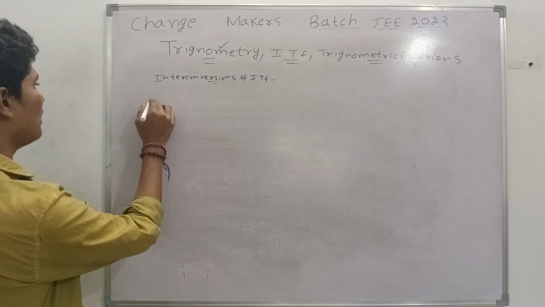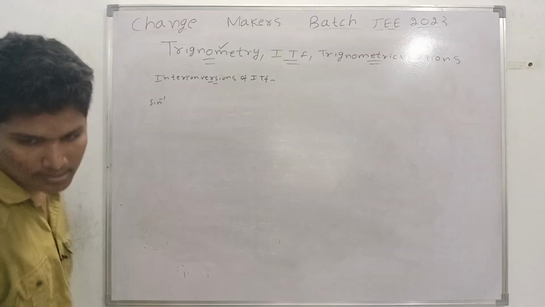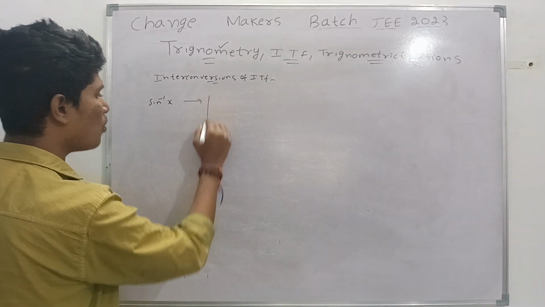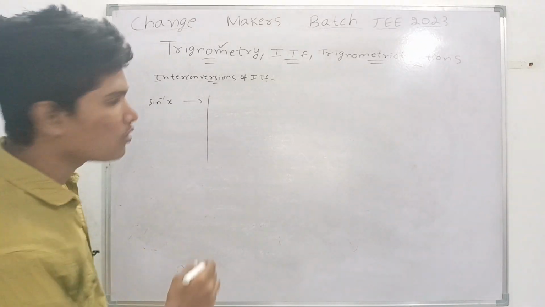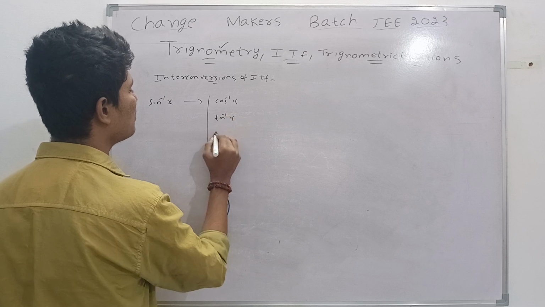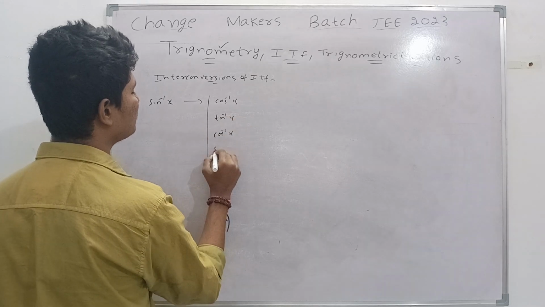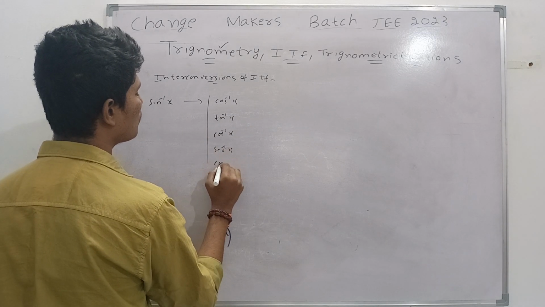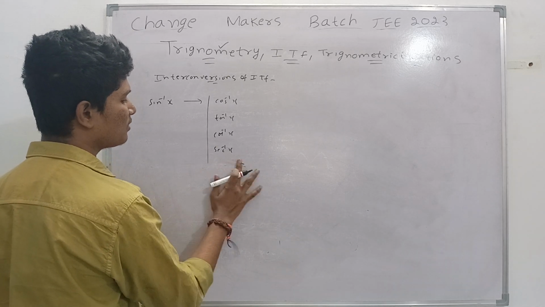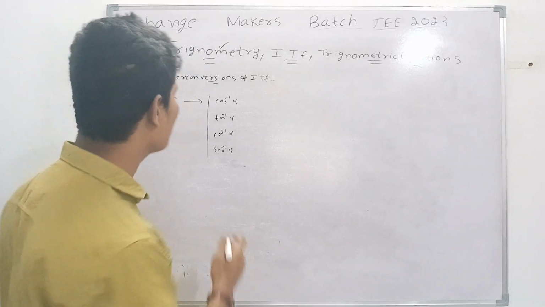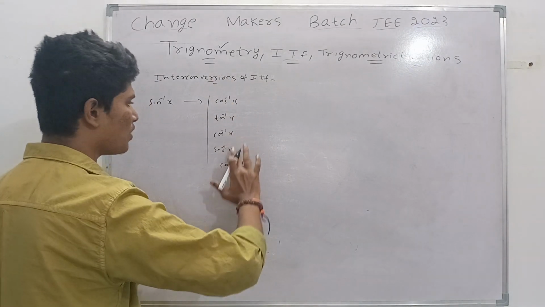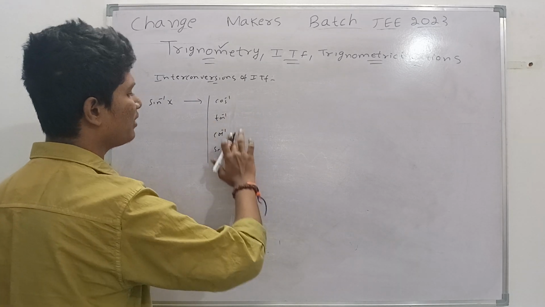If we take an example, sine inverse x, you can convert this into all the remaining forms: cos inverse x, tan inverse x, cot inverse x, secant inverse x, cosecant inverse x. For cosecant inverse x, you already know that cosecant inverse x is converted to sine inverse of 1 by x. You can convert these forms, but here there is a change in values.